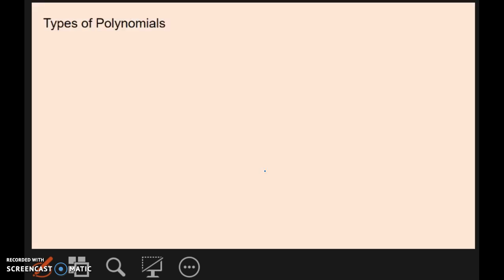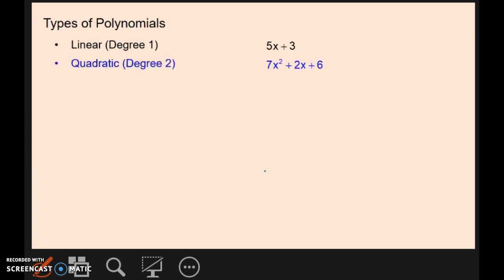So we have some different types of polynomials. Linear polynomials are polynomials that are degree 1. The highest exponent they have is an exponent of 1. Quadratics, we have a degree of 2. The highest exponent we have is 2. And again, that's written in standard form.